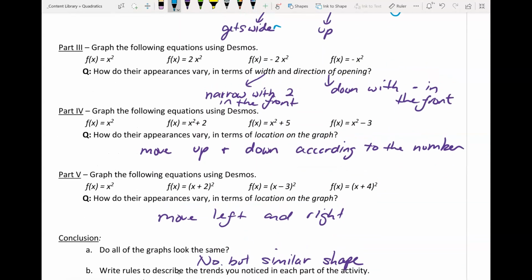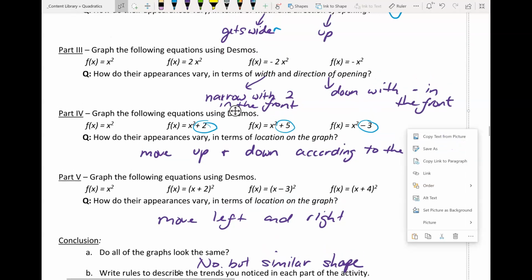For part 4, if you keep adding or subtracting numbers at the end of your x squared, we're going to move the parabola up and down. And we're going to move up and down according to that number. So for x squared plus 2, you moved up 2. For x squared minus 3, you're going to move down 3. Then for part 5, if you add a number inside the bracket of x, then you're going to move the parabola left or right.